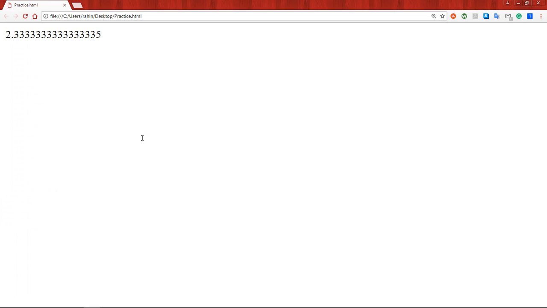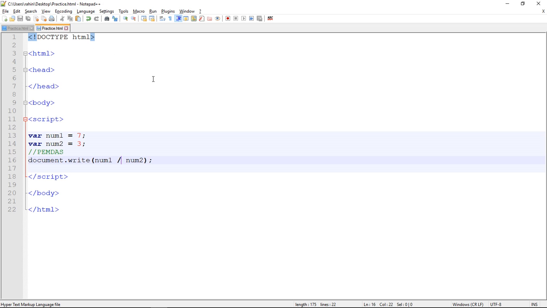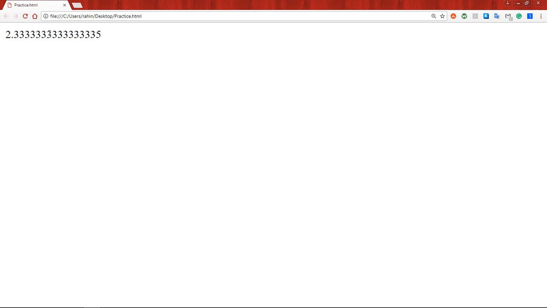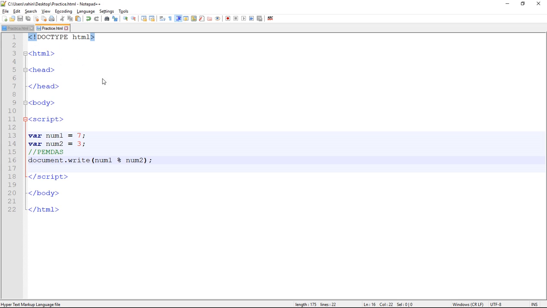Now remember we have a remainder in here, so that means I can fit 3 two times inside of 7, and I'm going to have a remainder. If I want to know that remainder, I can use the modulus operator. It's this percentage sign, so it tells me 1.